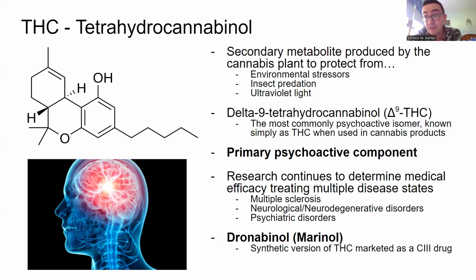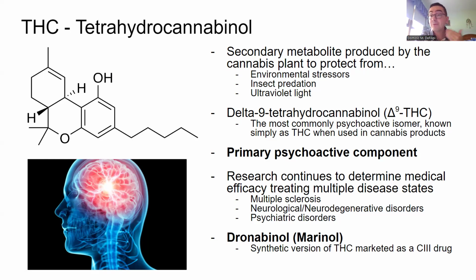So it helps the plant survive in an environment where lots of insects might want to eat it, otherwise known as insect predation. The full chemical name is delta-9 tetrahydrocannabinol. So you'll sometimes see it called delta-9 THC. It's all the same compound, it's all THC, and when you buy something with THC content in it, unless it specifies otherwise, you can assume it is the delta-9 isomer of THC.